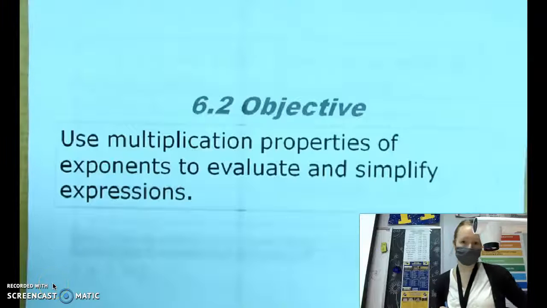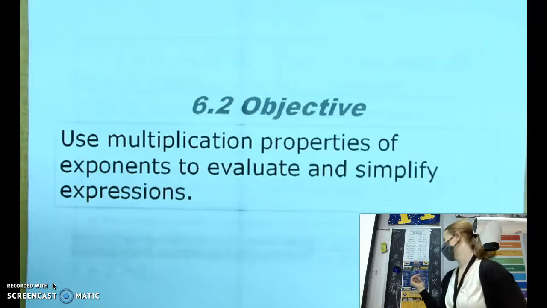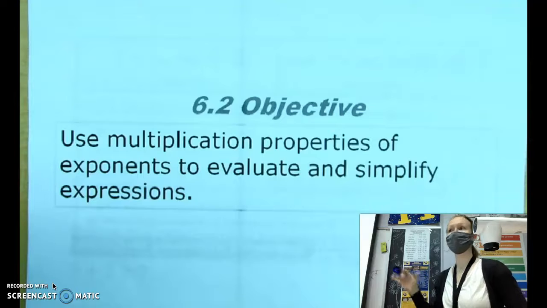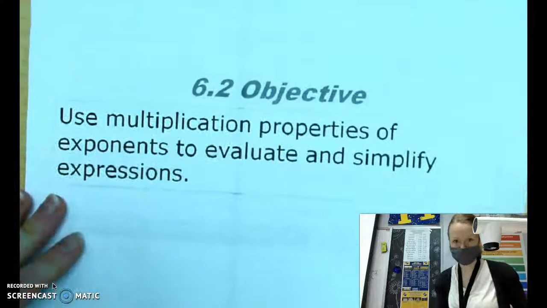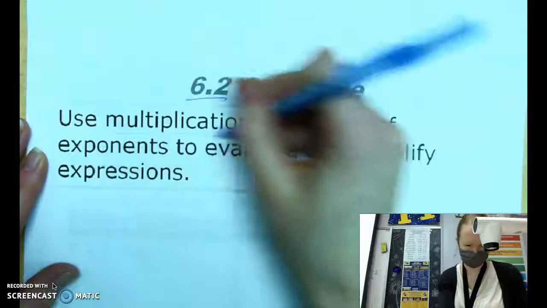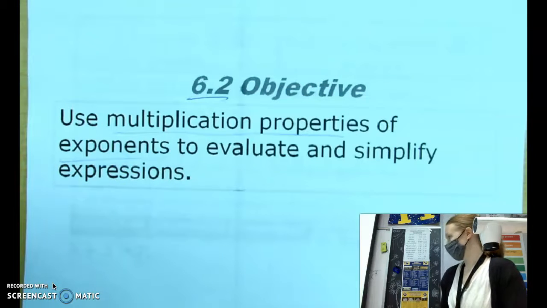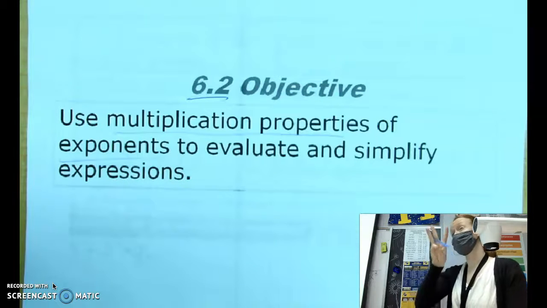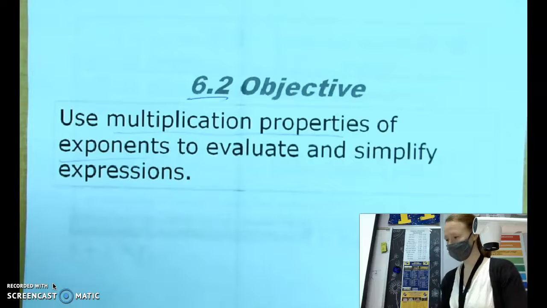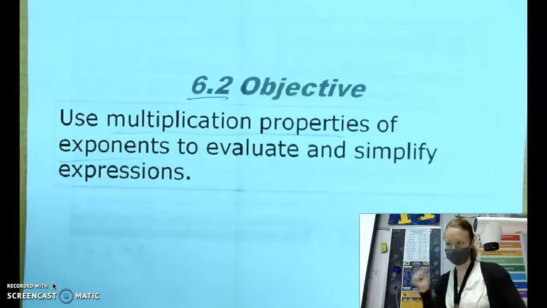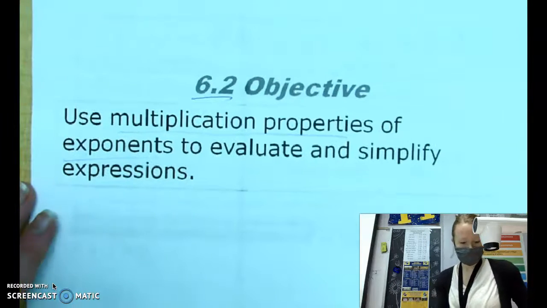These problems today are going to involve multiplication. So more stuff just like yesterday, but just new properties. We're just going to get right into it once again. So 6.2 is all about multiplication properties of exponents. I believe we're going to learn 3 properties today, in addition to the ones that we learned yesterday. So let's get to it.